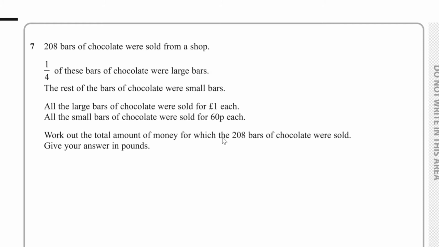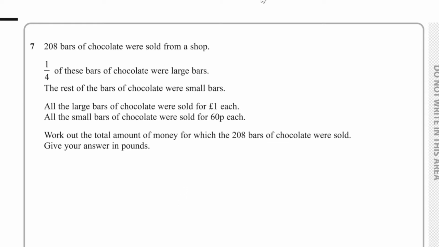Question number 7. 208 bars of chocolate were sold from a shop. 1/4 of these bars of chocolates were large bars. The rest of the bars of chocolate were small bars. All the large bars of chocolate were sold for £1 each. All the small bars of chocolate were sold for 60p each. We have to work out the total amount of money for which the 208 bars of chocolate were sold. Give your answer in pounds.